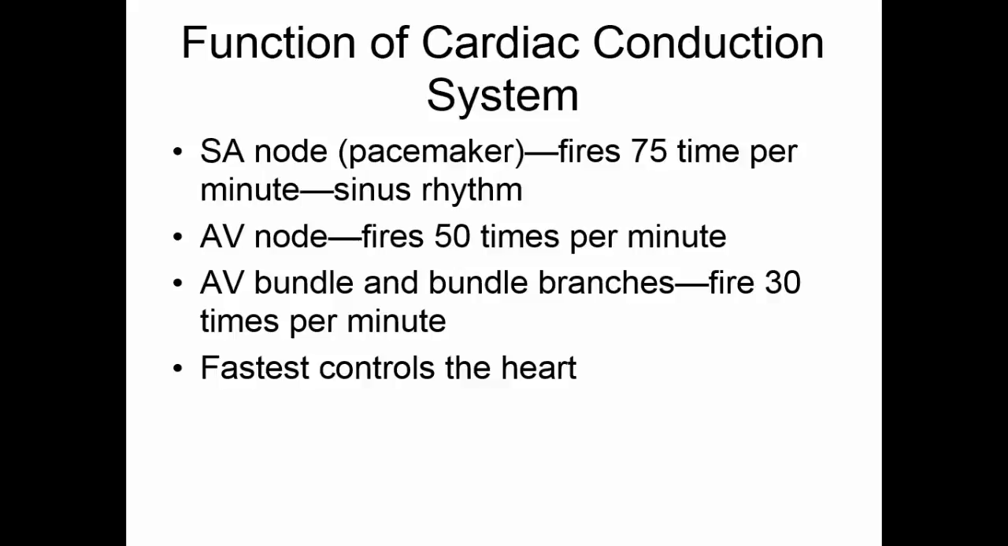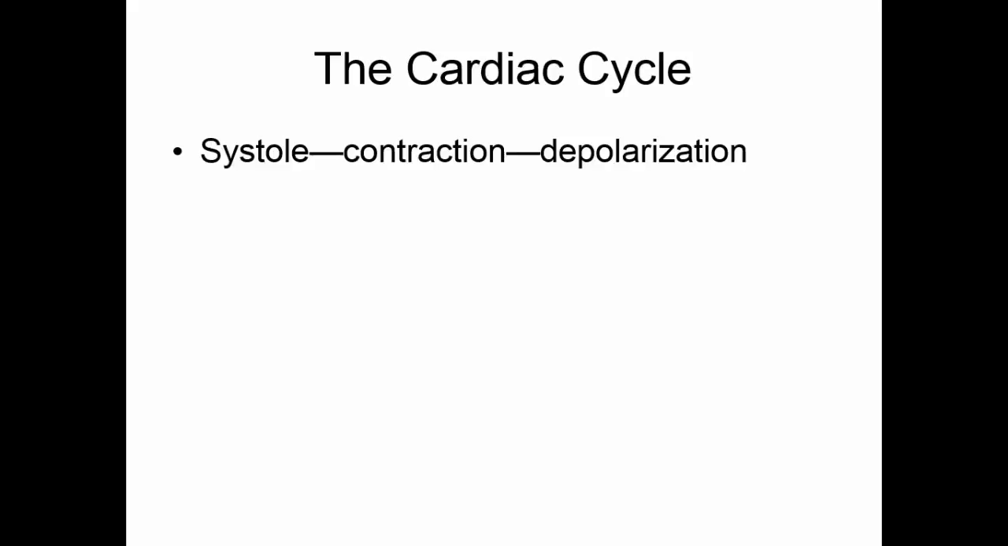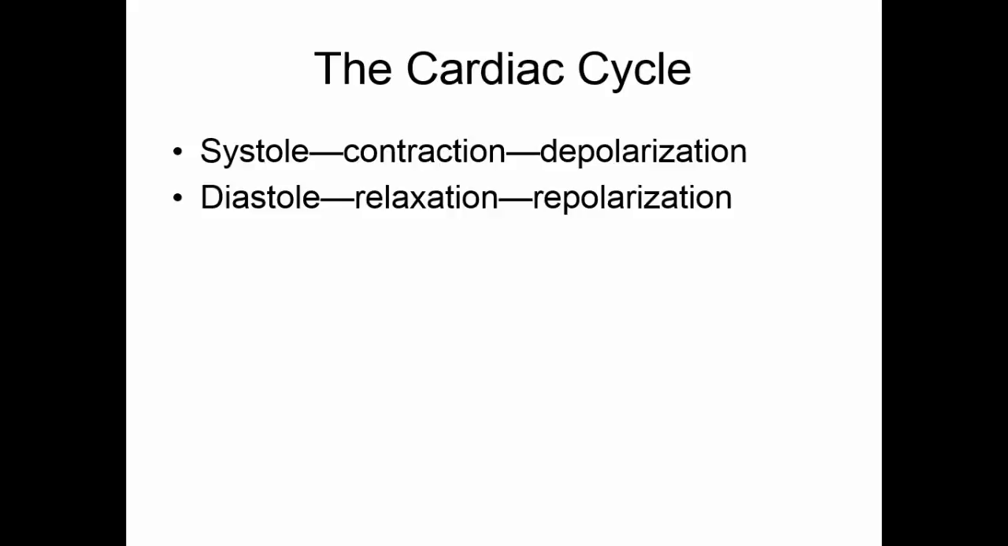Now, if the AV node goes, the SA node is not working and the AV node is not working, the AV bundle and the bundle branches will still have the heart beating about 30 times per minute. However, this is not fast enough to maintain circulation. The cardiac cycle is one complete heartbeat. Systole is used whenever the heart is in contraction or the heart muscle is depolarized. Diastole is used when the heart muscle is in relaxation or is repolarized.